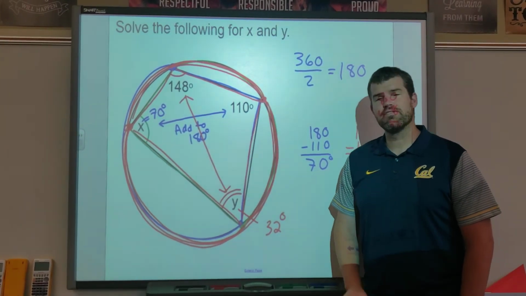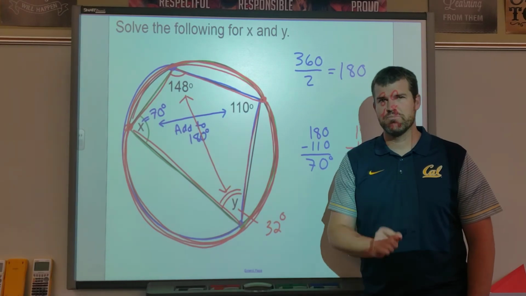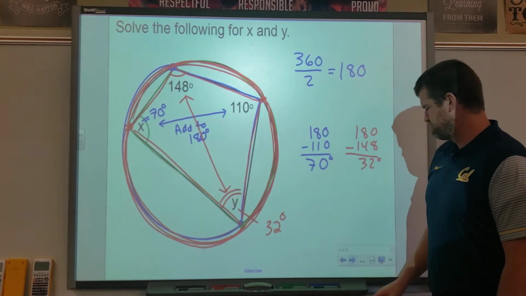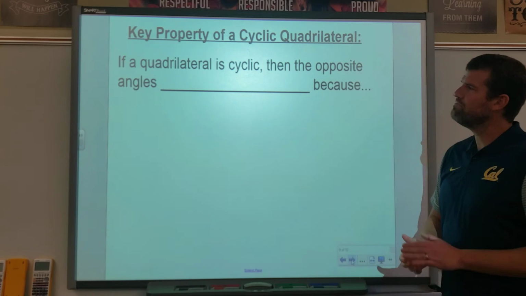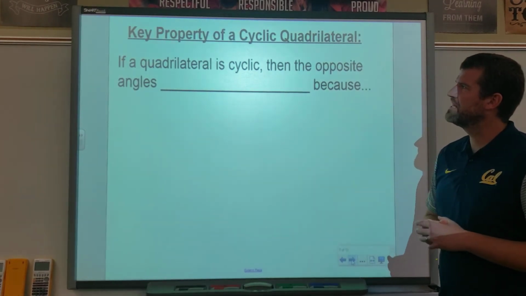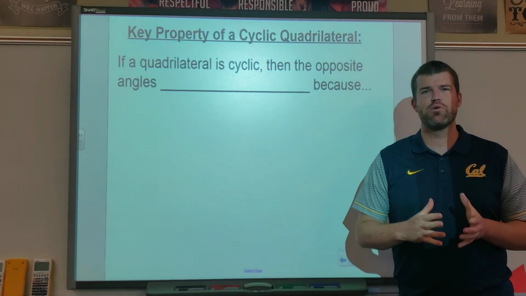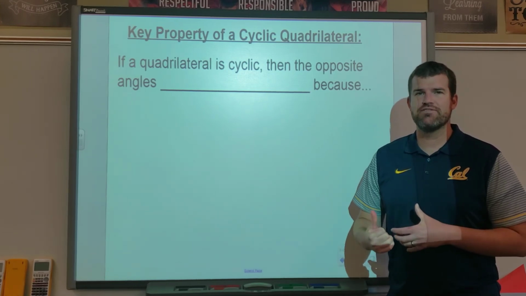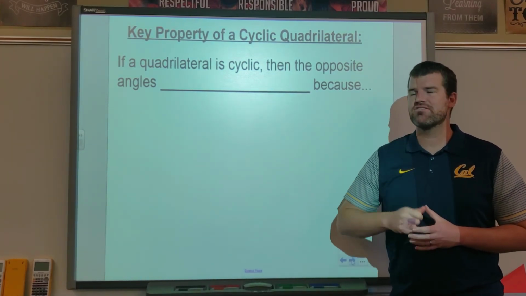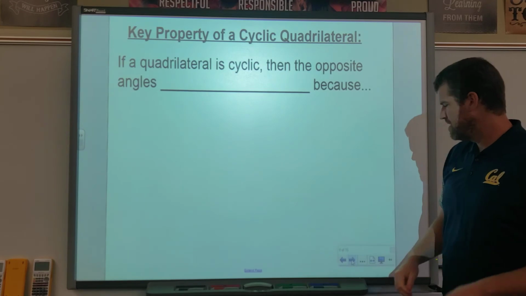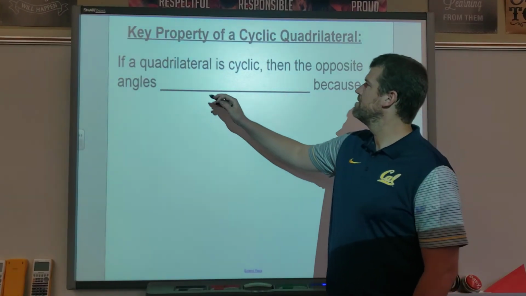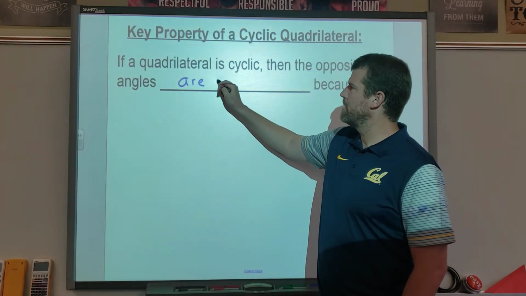All right, if you're a little lost on this, I promise we're going to make it make sense real quick here. So the key property of a cyclic quadrilateral, if we have a four-sided shape inside of our circle where all four of the vertices are on the edge of the circle, then the opposite angles are supplementary.